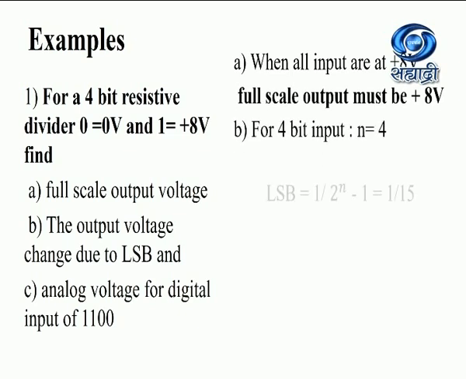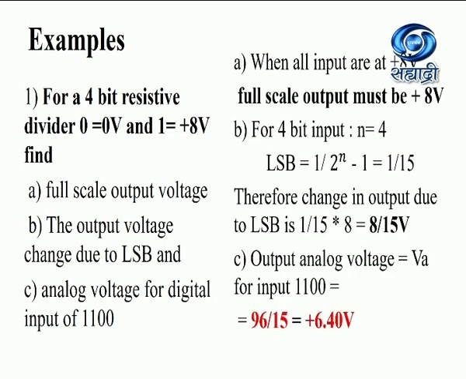Here, in part A, all inputs are plus 8 volt, so the full scale output must be plus 8 volt. Logic 1 has 8 volt, so if you apply 1, 1, 1, 1, that is, all inputs are 1, then the full scale output will be 8 volt. Next is B. For 4-bit input, n is equal to 4. So LSB has 1 upon 2 raised to n minus 1, that is, 1 divided by 15. Therefore, the change in output due to LSB is 1 divided by 15, the positional weight of LSB, into 8. So we will get 8 divided by 15 volt as the answer.